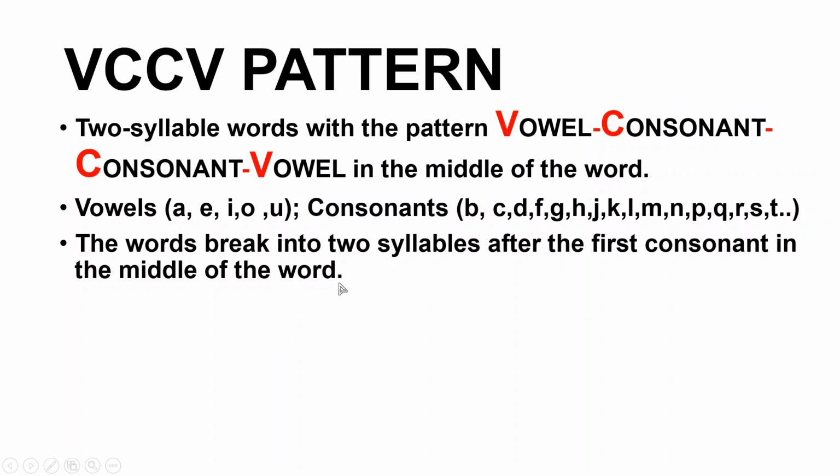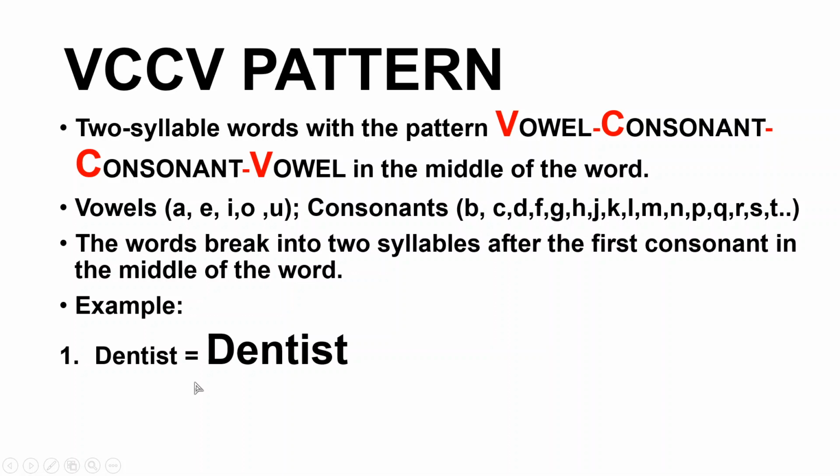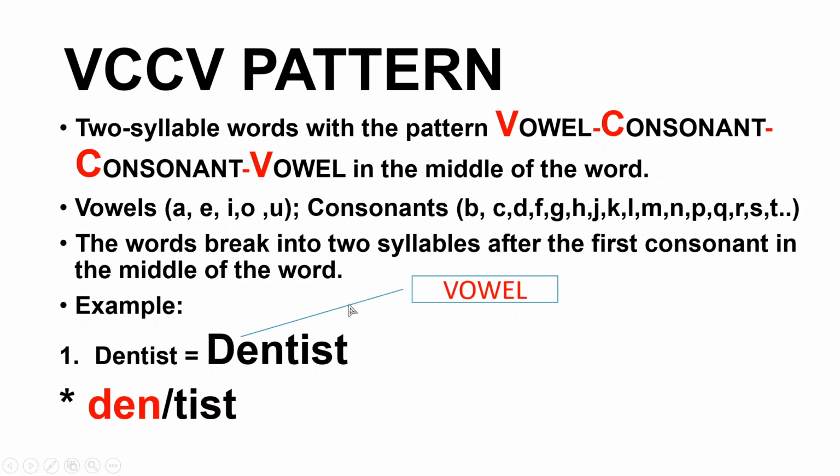So I'm going to give you an example right now of a word following VCCV pattern. So we have number 1, dentist. So we can now check if this is a VCCV pattern word. So dentist. So we go to the letters in the middle. So the letters in the middle are the following. So we have vowel over here. All right. So that's letter E, that's a vowel.